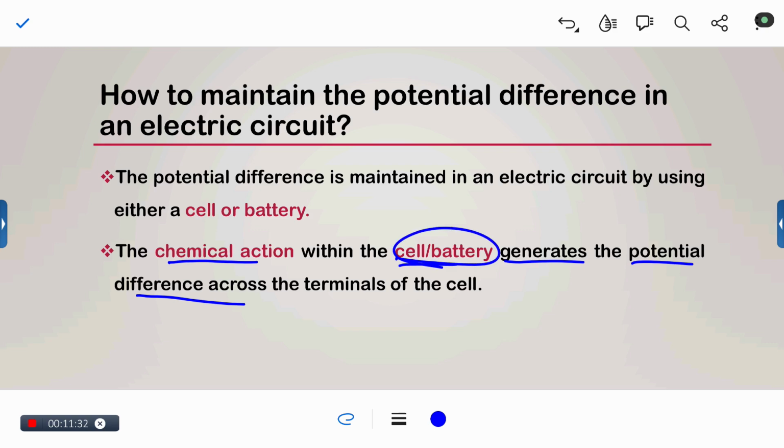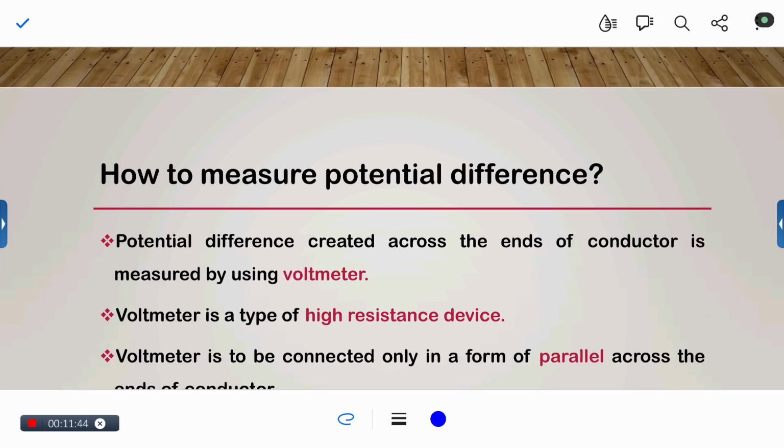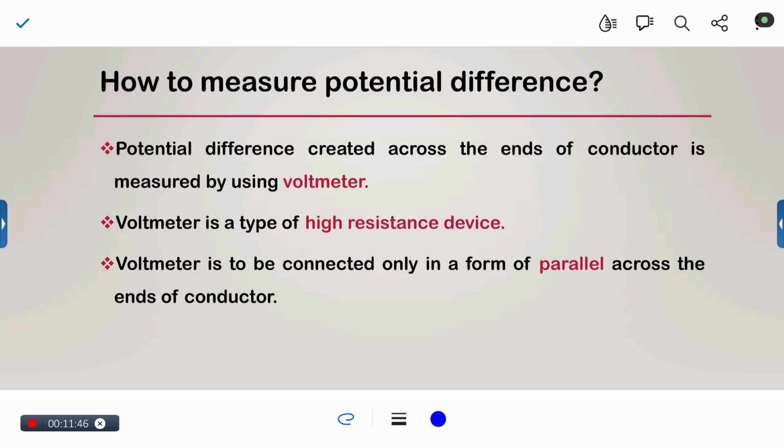And charges will flow only if there is a potential difference. And then by using what device are you going to maintain this? By using the cell or battery. Next up, how to measure the potential difference.